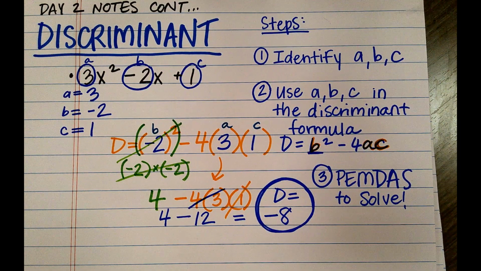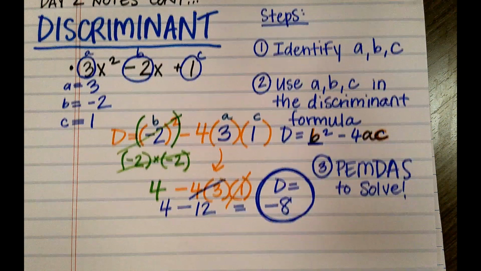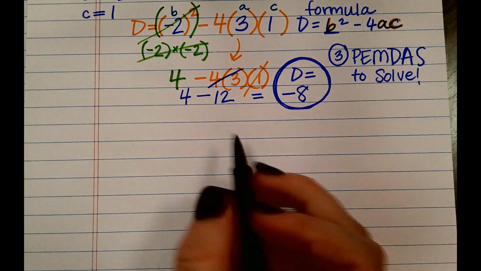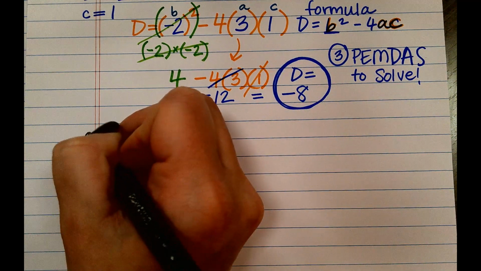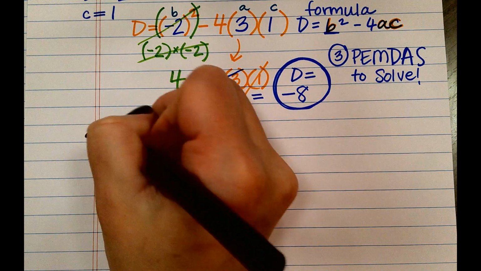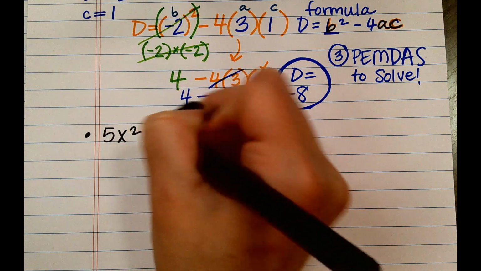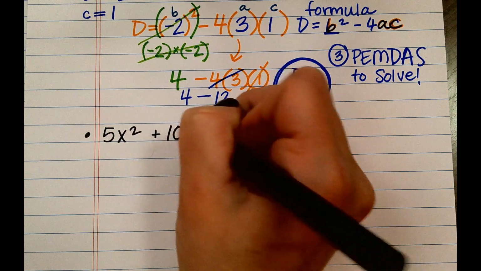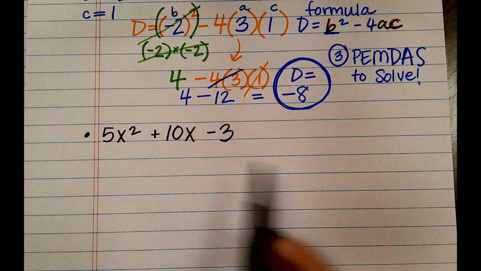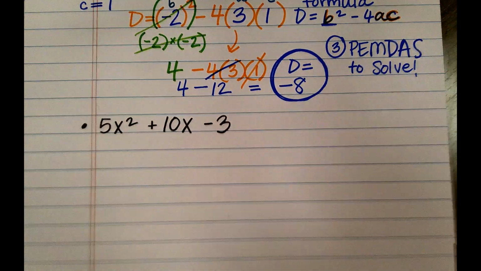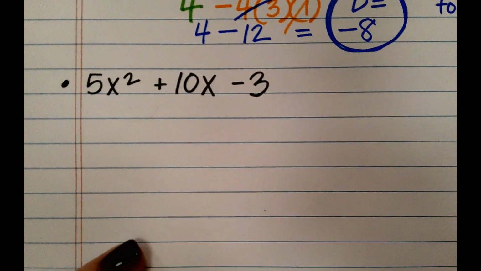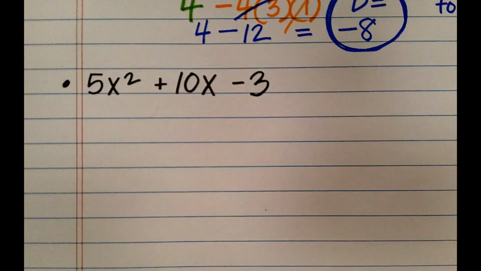Okay, guys, let's do some more examples. Moving on. Let's try finding the discriminant of 5x squared plus 10x minus 3. This one's got a few more moving parts. So, 5x squared plus 10x minus 3.